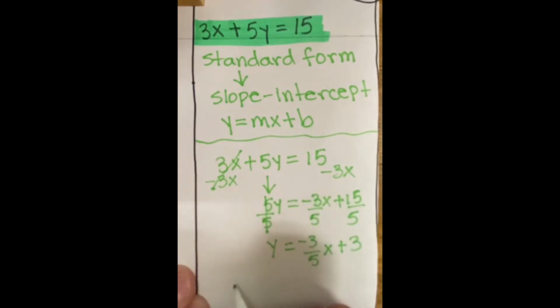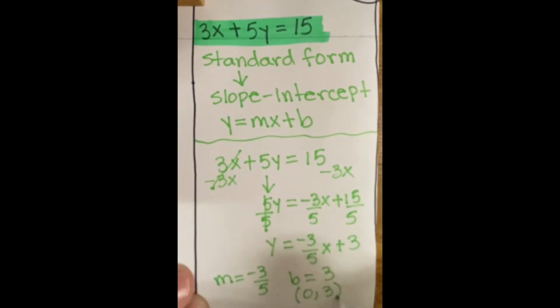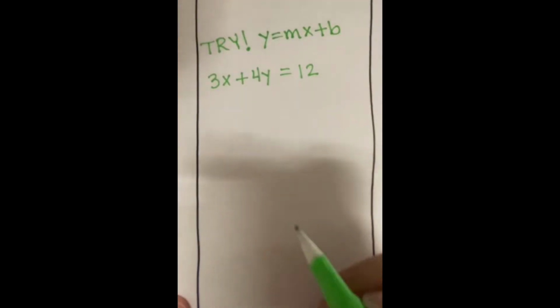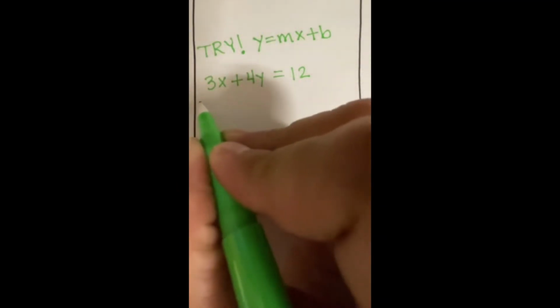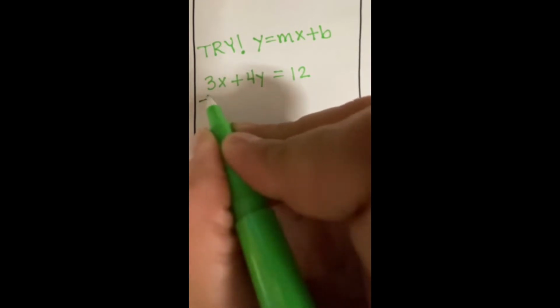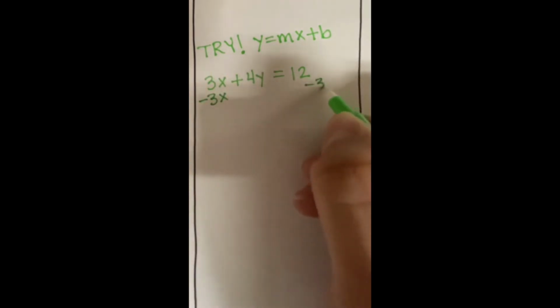So then from here, I can easily identify my slope. My slope is -3/5, and my b is 3. And if you write it as a point, it's going to be (0, 3). Here's your try problem. So again, you want to move the slope, the 3x, to the other side. So I'm going to subtract 3x from both sides.